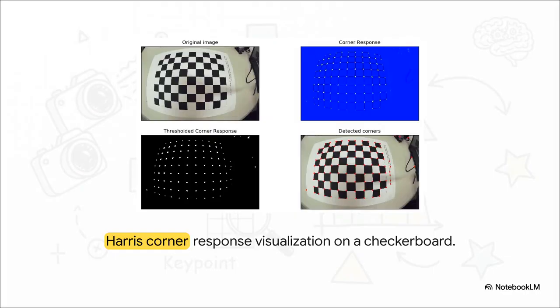And this gives us that incredibly satisfying before and after payoff. We start with a distorted checkerboard, and after applying the gradients, the matrix, and that non-maximum suppression, the algorithm successfully and cleanly isolates the structural anchor points, the exact corners of the squares. It's perfectly invariant to translation and rotation, meaning you can spin that checkerboard all day long and the algorithm will still nail those exact spots.